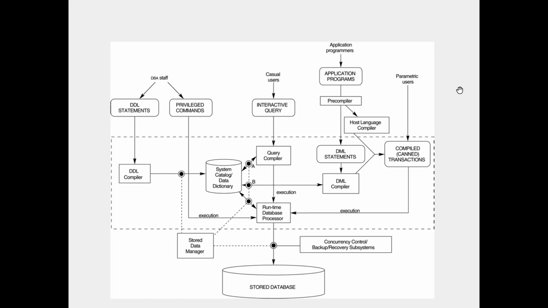Although these different users access the database in different manners, within the database management system software we have to have a couple of things. First of all, there should be compilers for these different interfaces. So, for example, for database administrator staff, we have DDL compilers. For casual users, we have casual compilers. And for application programs and parametric users, we might have DML compilers and so on. And then we have to have some runtime database processor to actually access the actual data stored in the database.